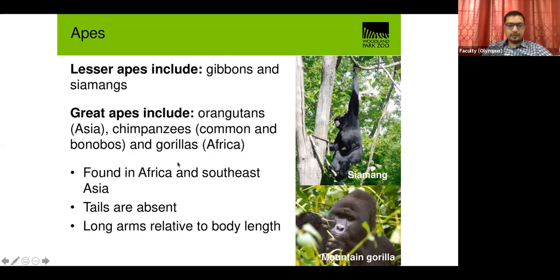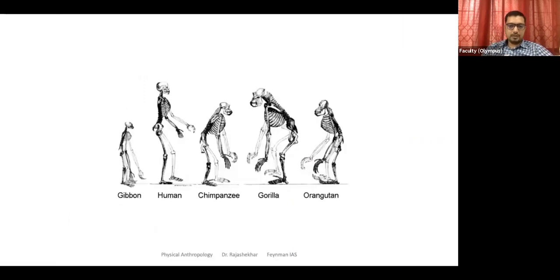They are found mostly in Africa and Southeast Asia, and they don't have tails. Like monkeys, they don't have tails. Tails are lost in them. They have long arms relative to body length. We'll compare the apes with humans. You will notice that they have long arms. In the image, you can see that the gorilla has huge arms and relatively smaller limbs, shorter legs compared to longer arms.